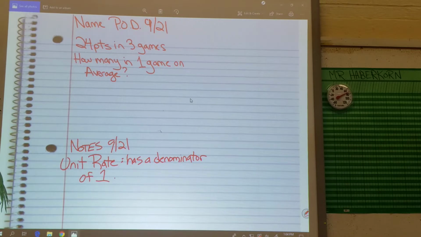Here is your problem of the day. Hit pause, copy everything down, and give it a try.